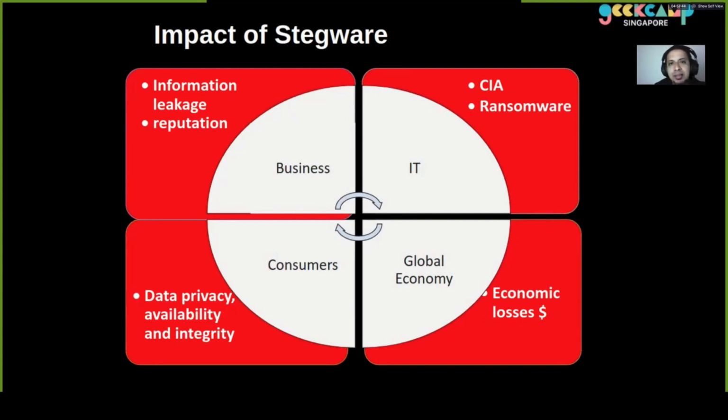It is impacting business. Why? Because with steganography, and specifically with Stegware, you can steal information. And if information is stolen or a leak is exposed and it goes to the news, of course, it will impact the reputation of the business. Many investors will start selling their stocks, and it will impact the business sooner or later. Some businesses are not going to be able to recover after a Stegware attack.